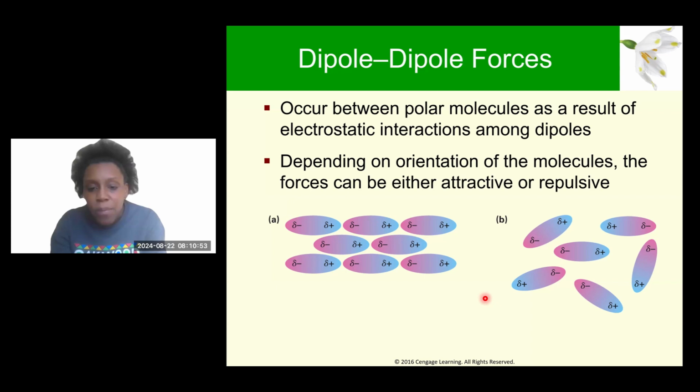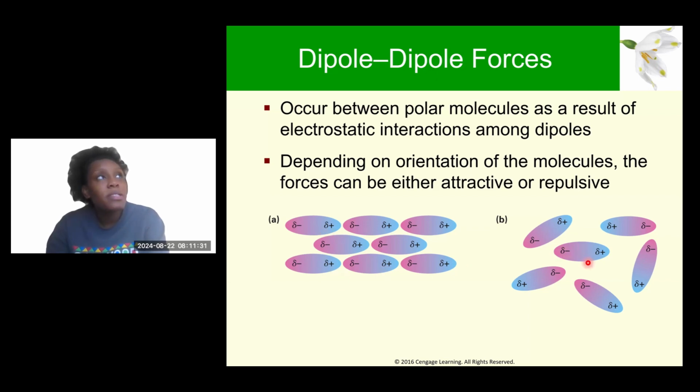Dipole-dipole forces occur between polar molecules as a result of the electrostatic interactions among the dipoles. Depending on the orientation of the molecules, the forces can be either attractive or repulsive. If they are organized neatly, they can be attractive, which you see here. The negative and the positive are lined up, so this negative is next to the positive and so forth. This negative is attracted to these two positives here, lining them up nicely. So you see all the negatives are next to some type of positive.